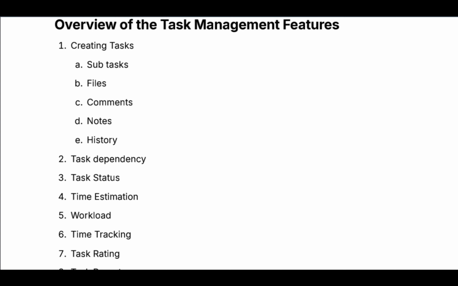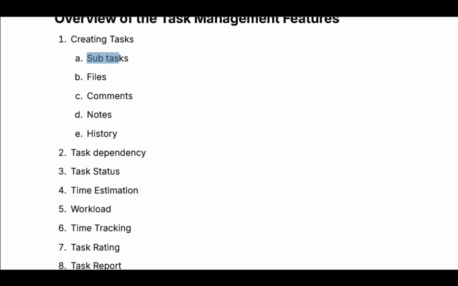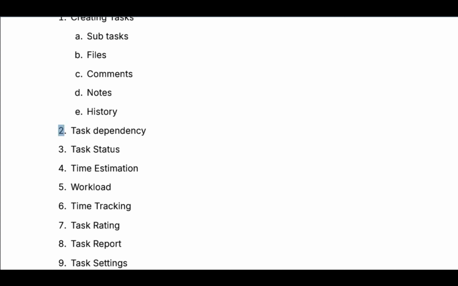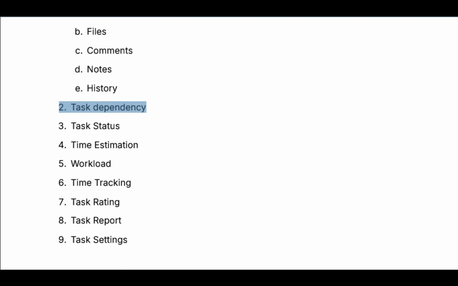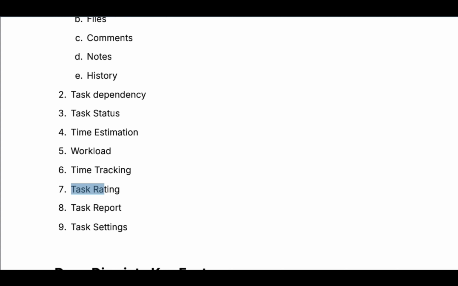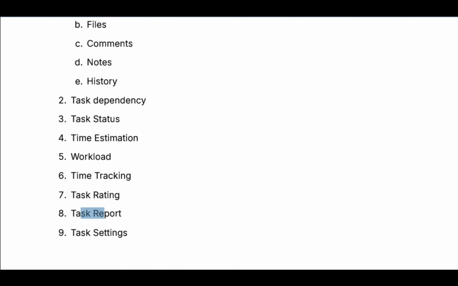So now I will tell you about the overview of the task management features. The very first point is creating task. It has sub-headings like subtasks, files, comments, notes, and history. The second point is task dependency. Third is task status. Fourth is time estimation. Fifth one is workload. Sixth is time tracking. Seventh is task rating. Eighth is task report. And ninth one is task settings. So now I'll start with the demo. Let's deep dive into the key features which I mentioned above.